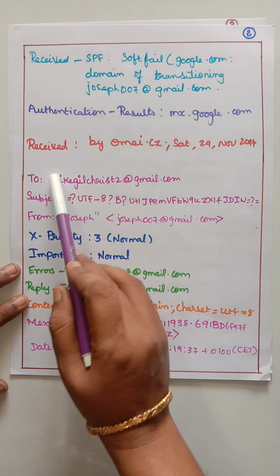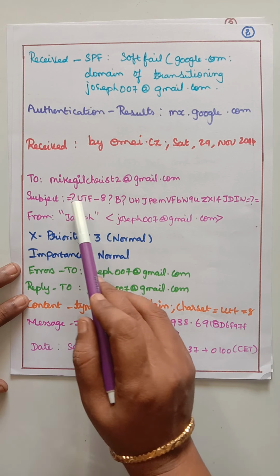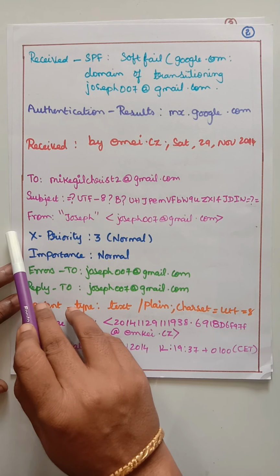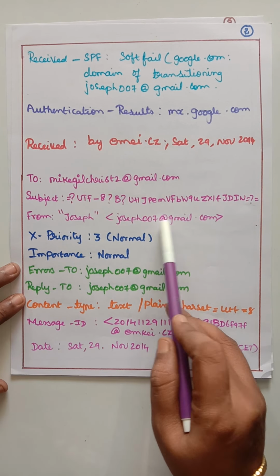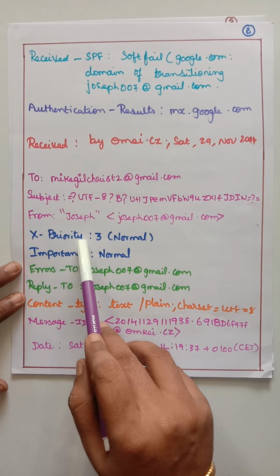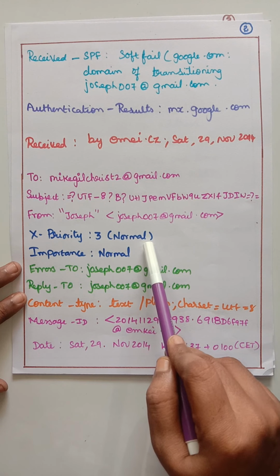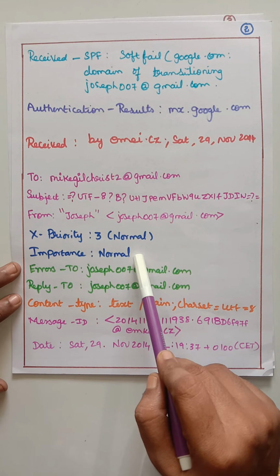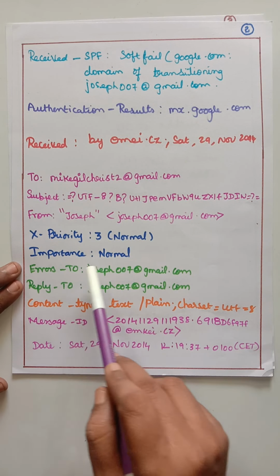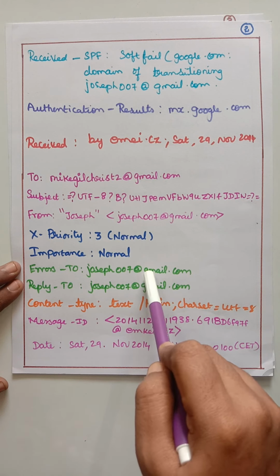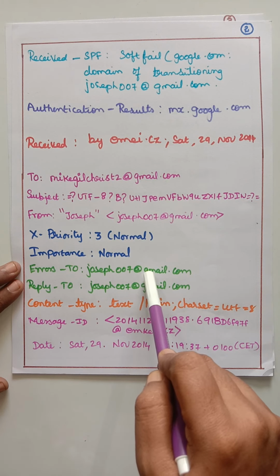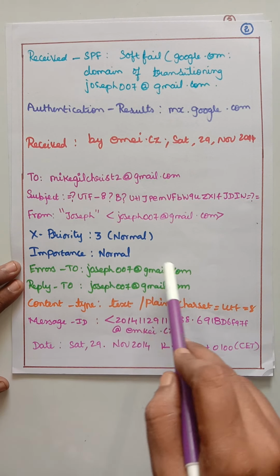To whom? Source 2. What is the subject? The subject is given here. From whom? From joseph007@gmail.com. What is the priority? This and all is technical information. Normal priority, importance is also normal. Errors will be reported to the source actually. If the mail fails, whom will it notify? The source.